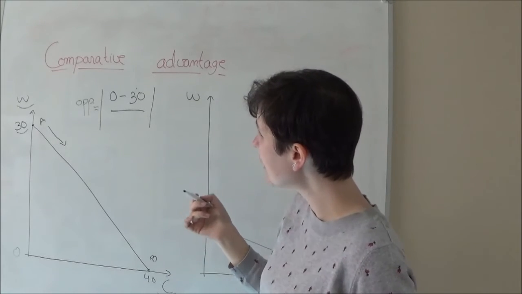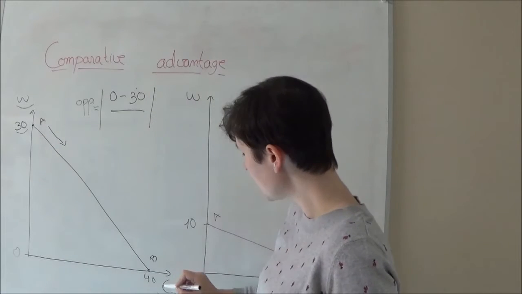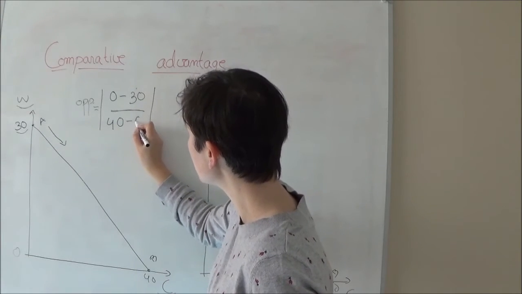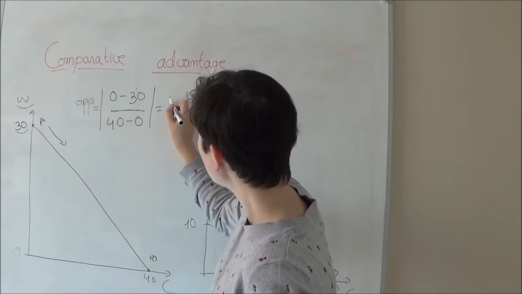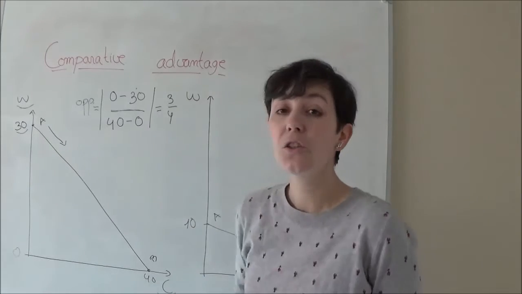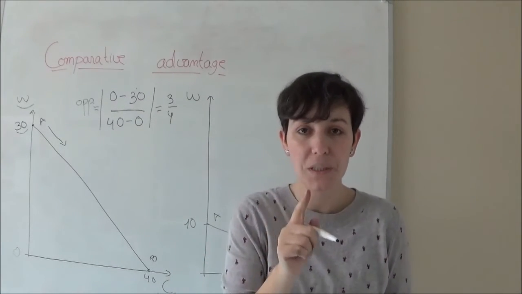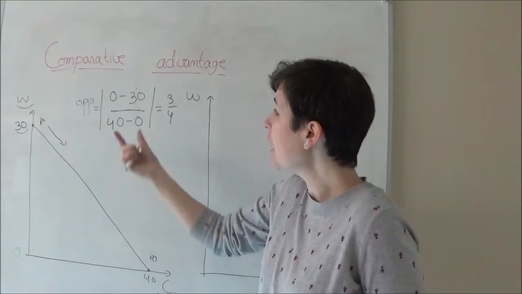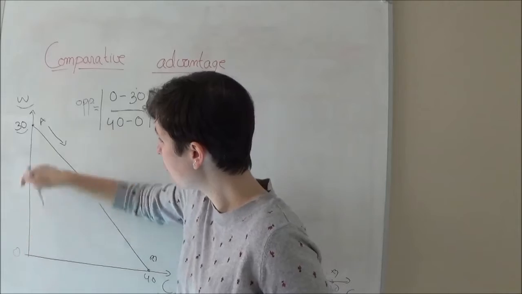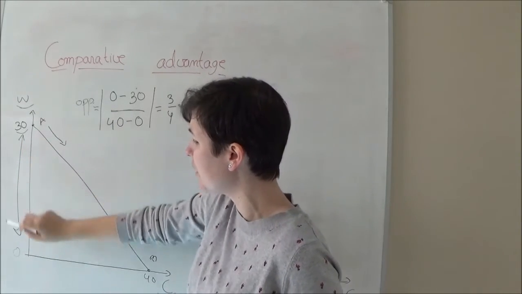And now for the case of cheese, which is this one. Here it was 0, now it's 40, final value 40 minus initial 0, okay? 3 over 4 in absolute terms is going to be the opportunity cost of producing 1 unit more of cheese. How is that? Because here we have the change in the production of wine, okay? This is the change, the whole change. The production of wine was 30, now it's 0.